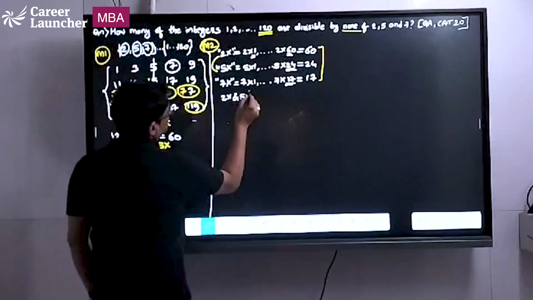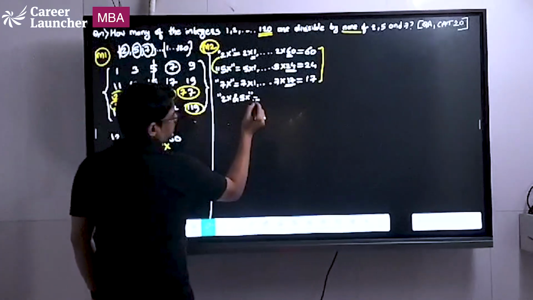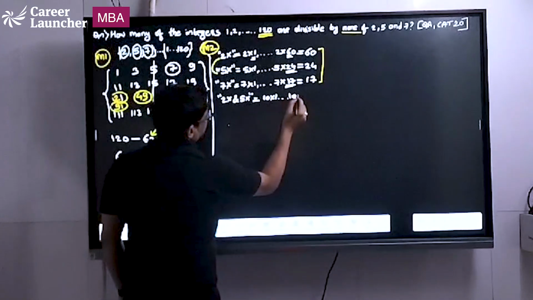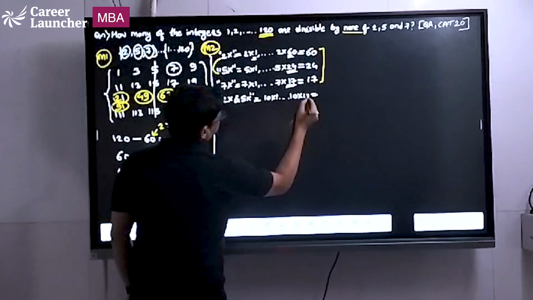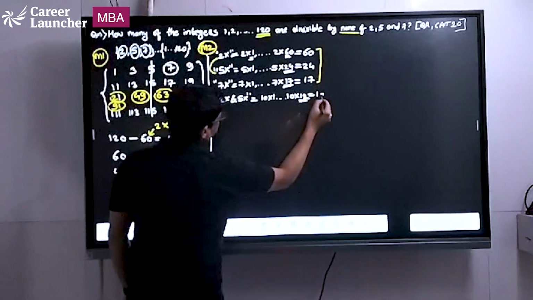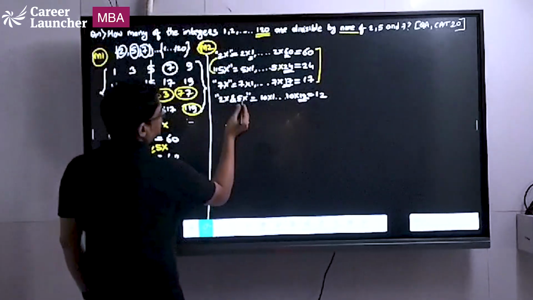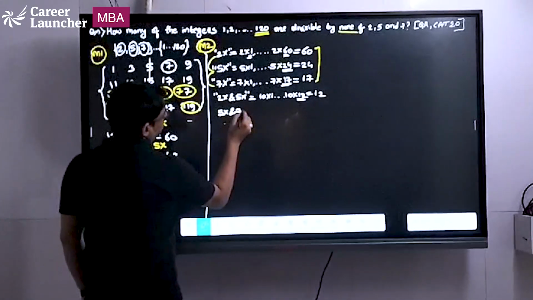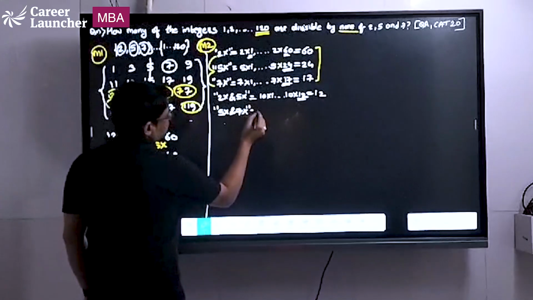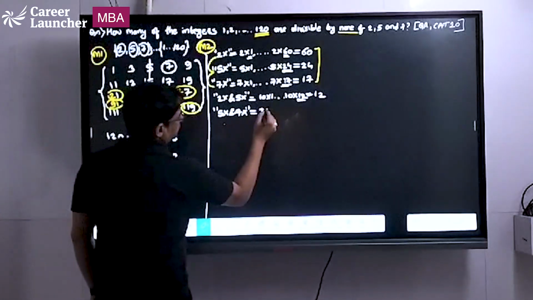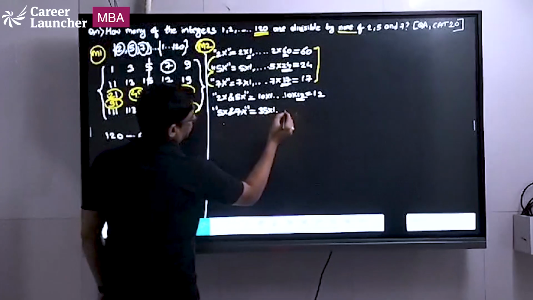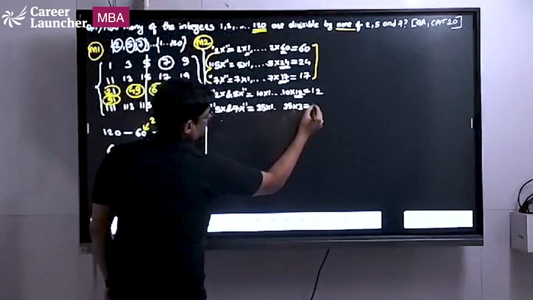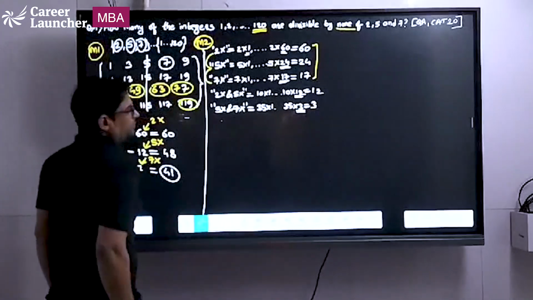Multiples of 2 and 5: the smallest such multiple would be 10. 10 into 1 and the last would be 10 into 12. So in total I have 12 such multiples. Similarly, multiples of 5 and 7: the smallest such number would be 35. 35 into 1, 35 into 2, 35 into 3, that is 105. Fine. So in total I have 3 multiples.